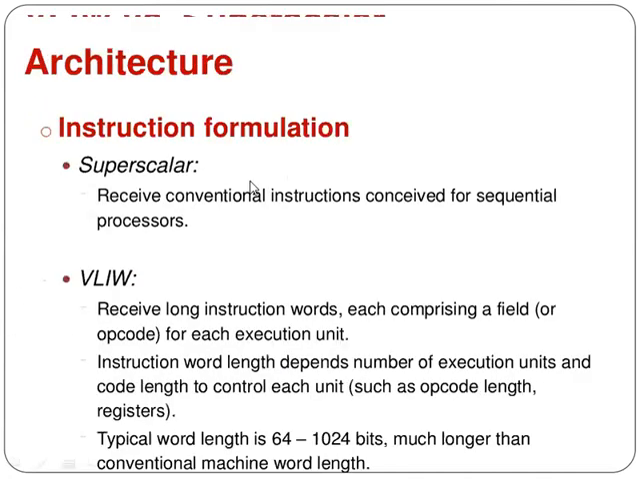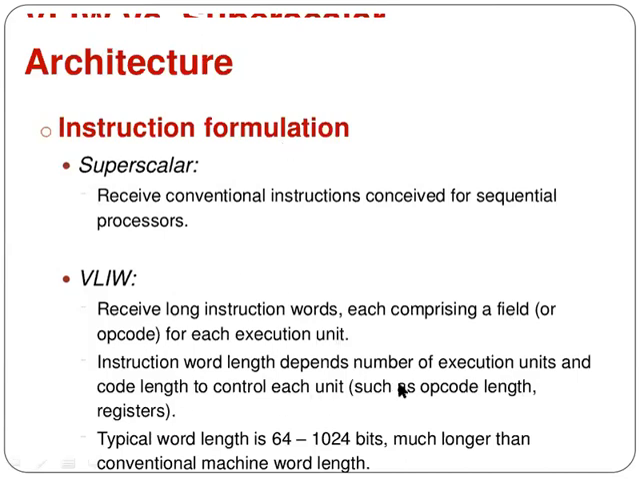And here in the VLIW architecture, unlike a conventional superscalar processor that receives conventional instructions for sequential processing, it will be receiving a long instruction word, each comprising a field for each execution unit. Typically it is 64 to 1024 bits, much longer than the conventional machine word length.